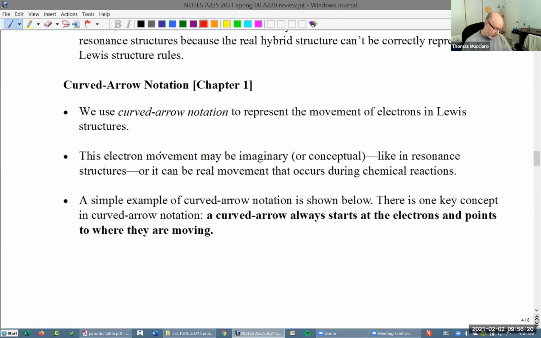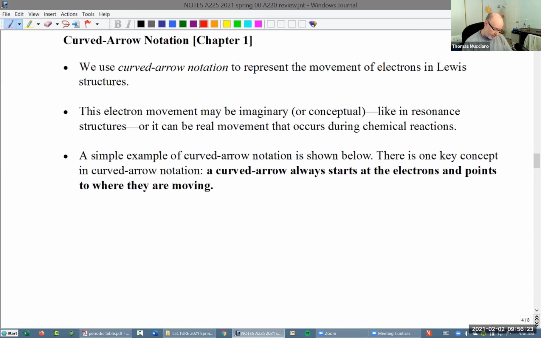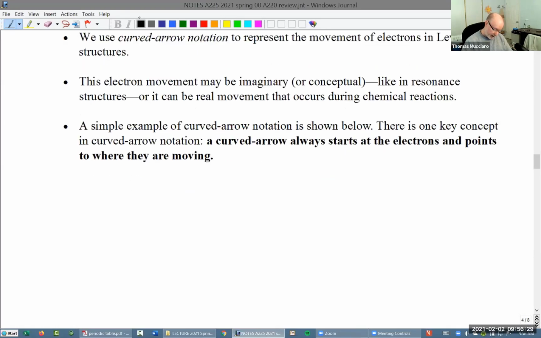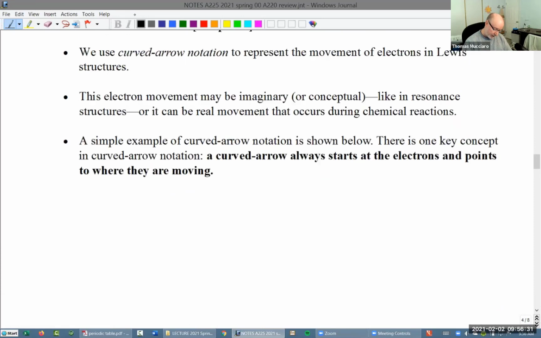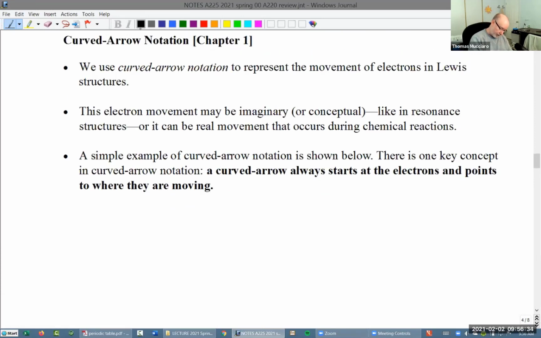And to do this, we're going to use something called the curved arrow notation, all right? And the curved arrow notation looks something like this. Let me show you an example with resonance structures, and then maybe one with a reaction.